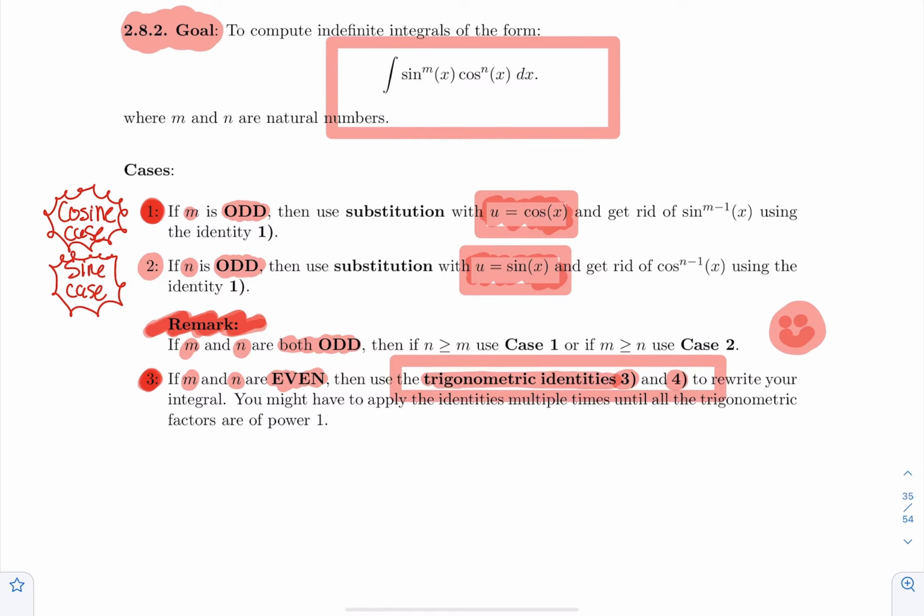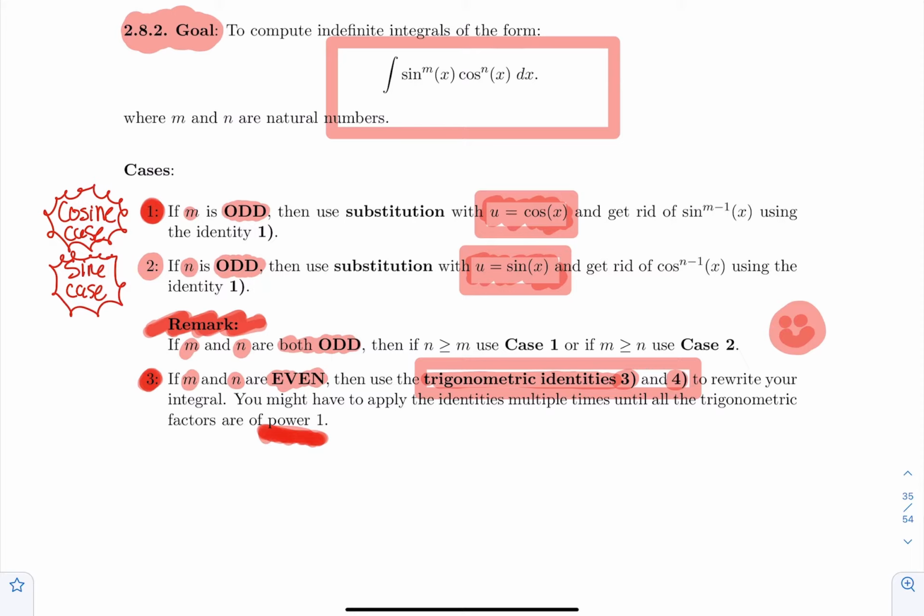And typically you have to use these identities more than once until you no longer have any powers other than power 1. So you have to use these double angle identities in order to break up these even powers. If you have a degree 2, you use it once. If you have a degree 4, you use it twice. If you have two degree 2, you use it for each one.